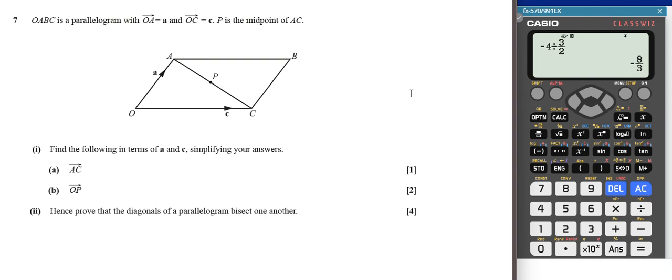So that would be going backwards along A. So that is minus A. And then it's going forwards along C. So that is plus C.